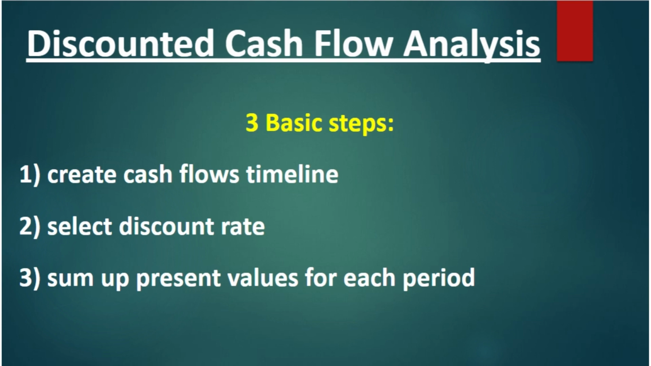Step 1, we create a cash flows timeline. Step 2, we select the appropriate discount rate. This should be the rate we can earn on investments of equivalent risk. Step 3, we sum up the cash flows present values for each period.